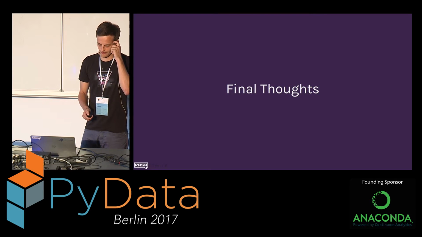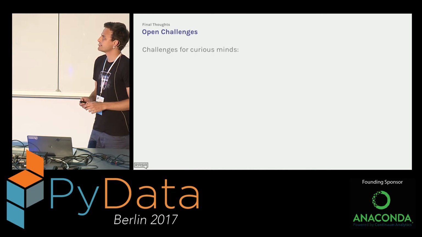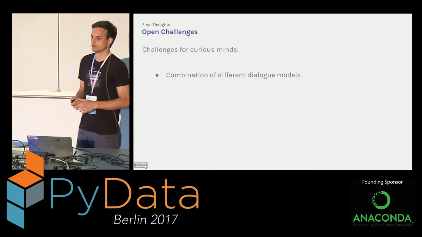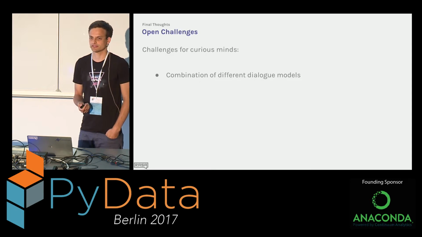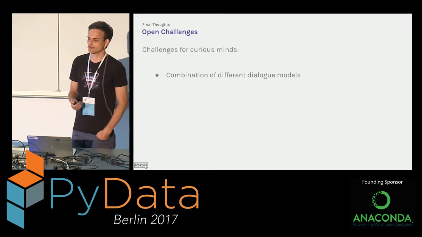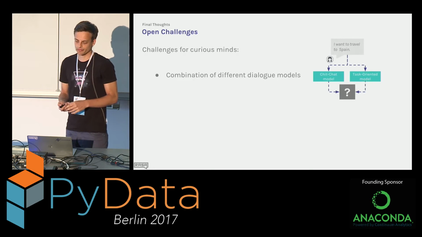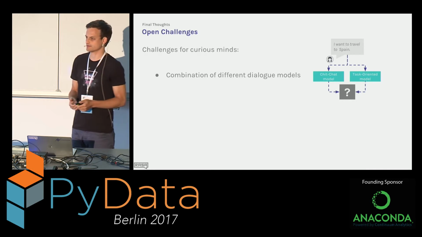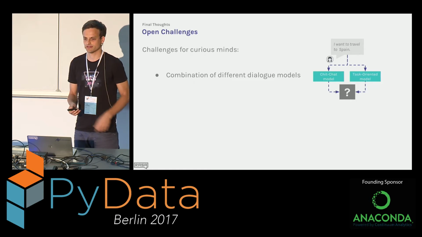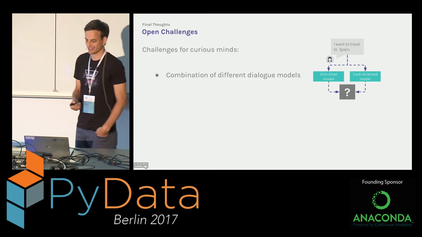Cool. So a couple of final thoughts here. There's still a lot of open challenges. For example, the combination of different dialogue models. What I've just shown is one dialogue model that is usually task-oriented, but ideally you also want to have a chit-chat model. Users tend to ask questions like, how are you, or what's your favorite food, or something like that. Favorite color is really common as well.